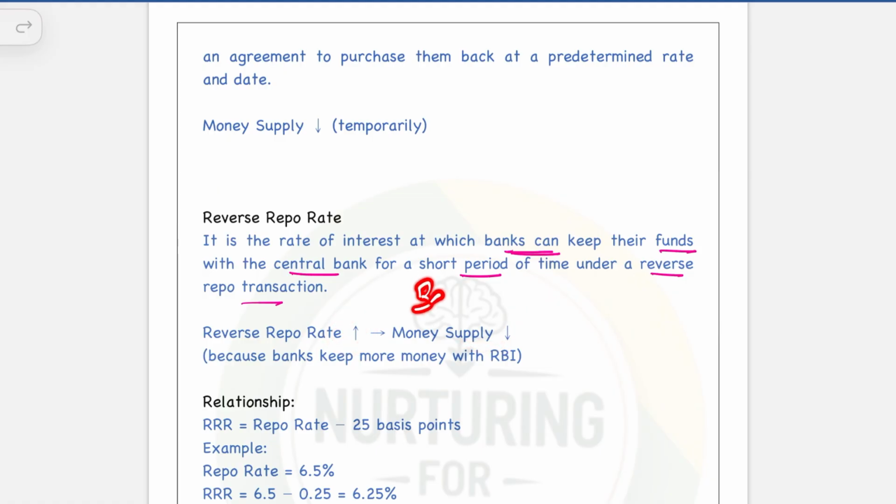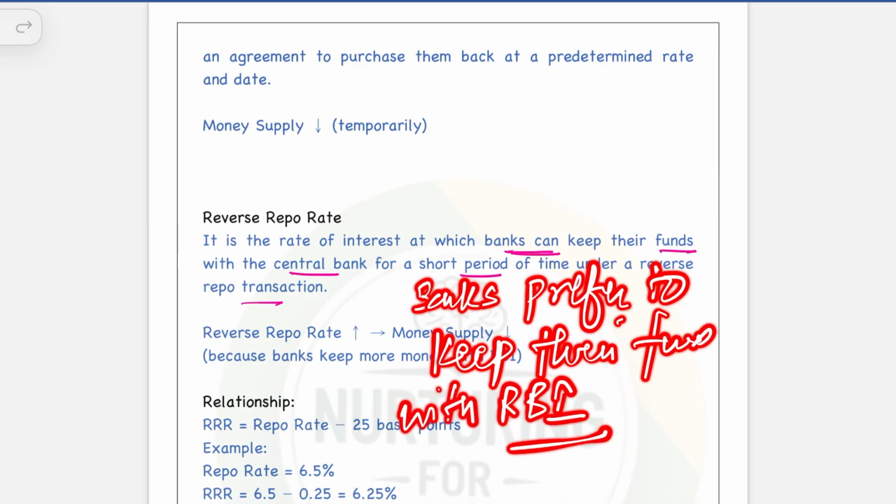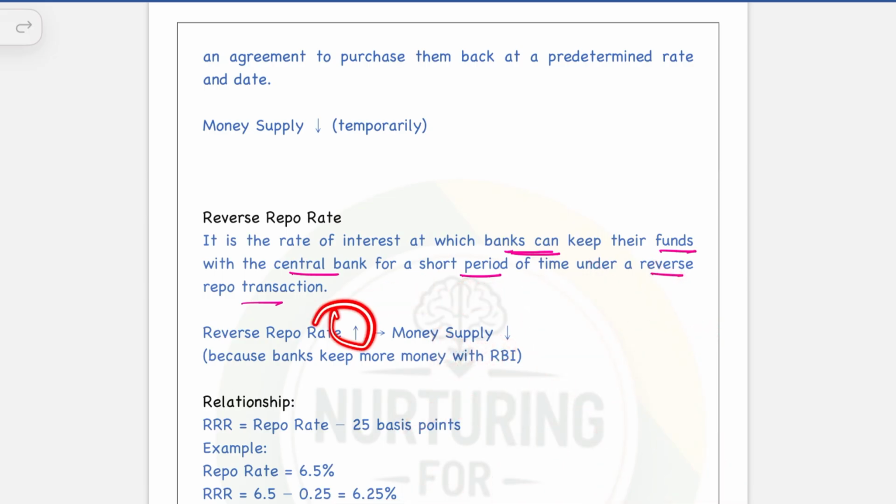So what would banks do? Banks would prefer to keep their funds with the RBI. Why? Because it's absolutely gilt-edged. It's absolutely safe. There is no risk of credit failure, no risk of liquidity failure or anything. Banks would be getting periodic interest at specific times, and it's absolutely zero risk. So with an increase in the rate, their motive to keep their funds with the RBI increases. So their motive to lend to others decreases, and this greatly impacts the overall credit supply. So money supply decreases.